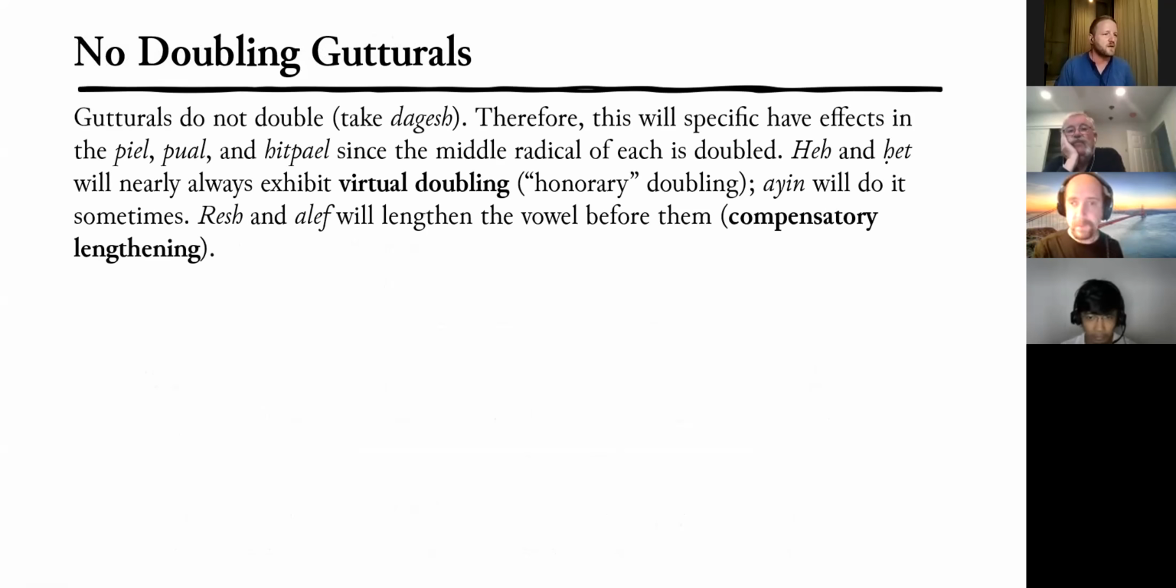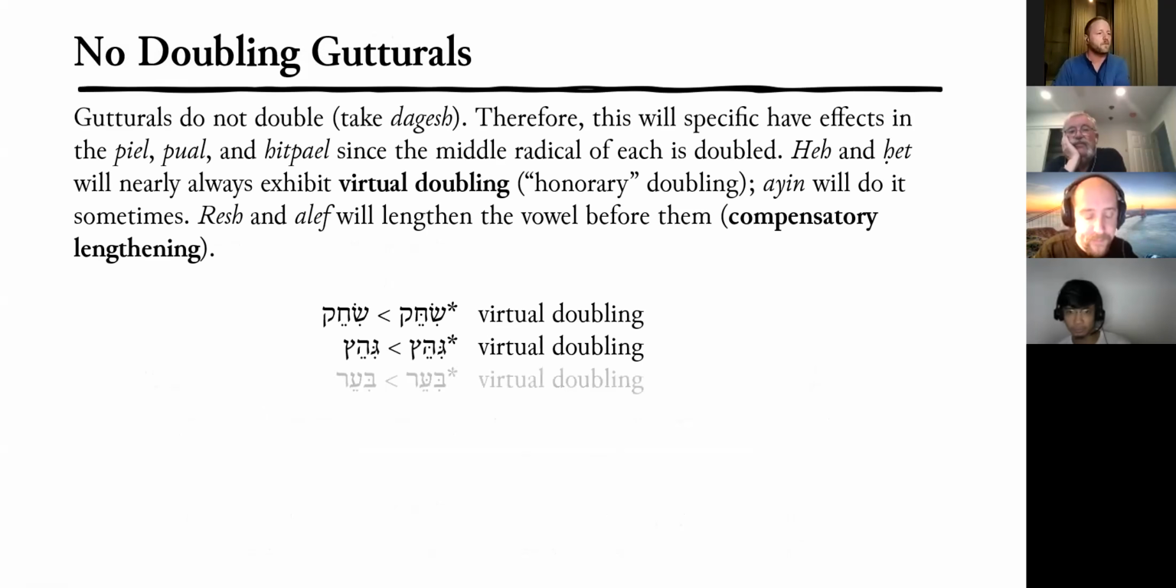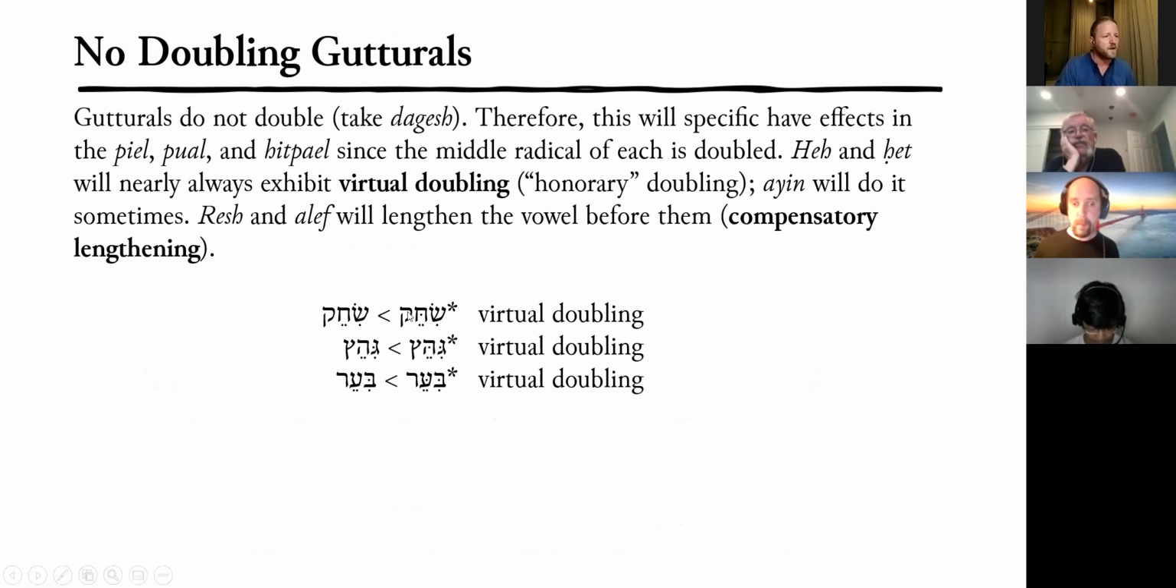The second odd characteristic of letters is that gutturals don't double. They don't take dagesh. We've already talked about this many times. They can do one of two things. Either they can do virtual doubling, where they act as if they are doubled, or they can do compensatory lengthening, where they lengthen the vowel in front of them. So these are three examples of virtual doubling.